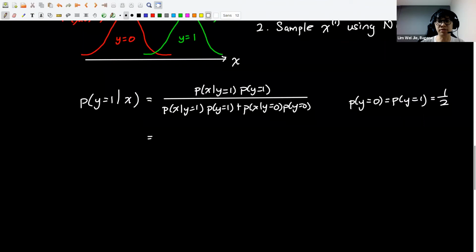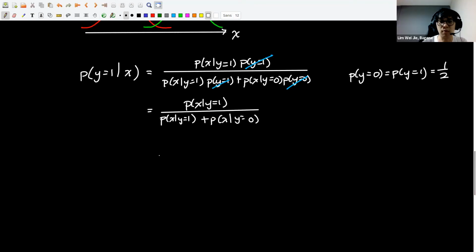But if we make this assumption, what happens is that this becomes half, and this becomes half. We can factorize the half out from the denominator and cancel it out with the half from the numerator. So what we can do is to cancel out these three terms, because they're all equal to half. Then what we are left with is just p of x given y equals 1, divided by p of x given y equals 1 plus p of x given y equals 0.